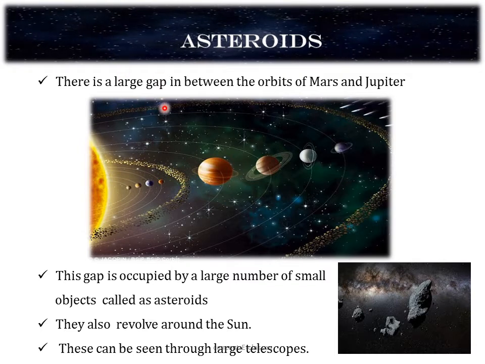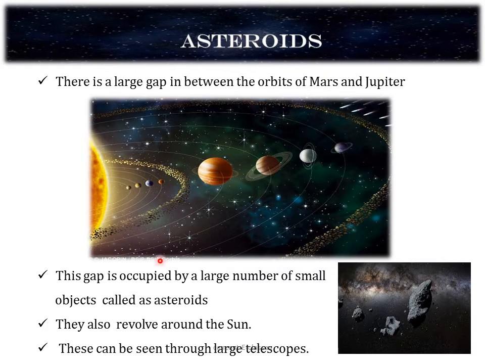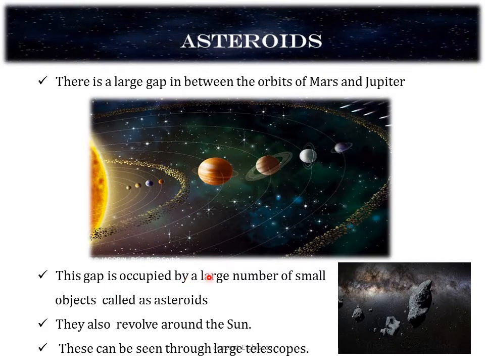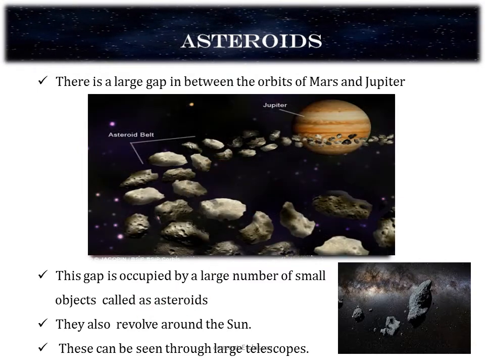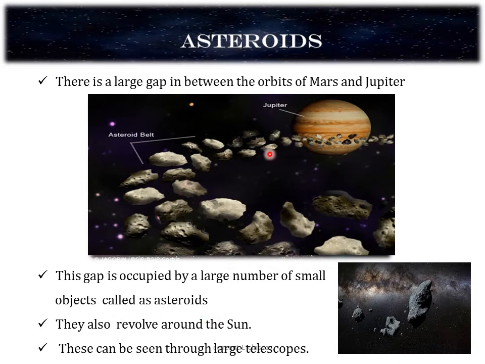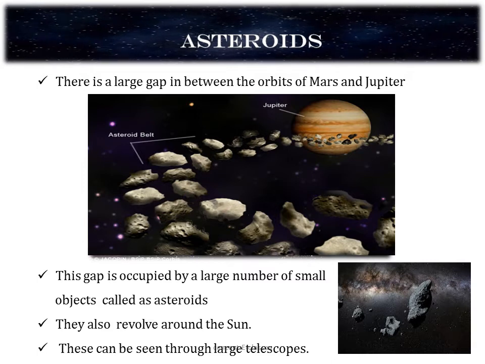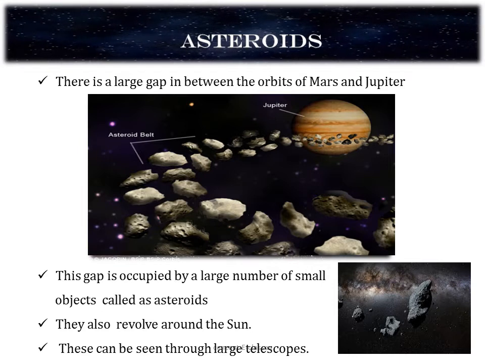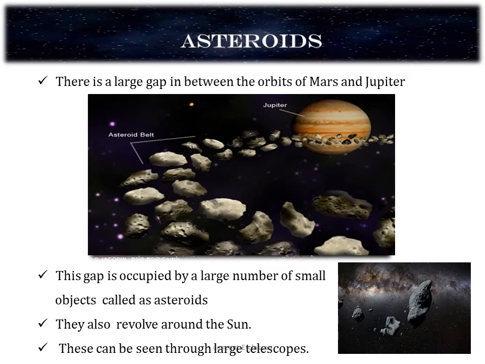Now there is a large gap in between the orbits of Mars and Jupiter. And this gap is actually occupied by a large number of small rocky and metallic objects called asteroids. The asteroids are also called minor planets, and they revolve around the Sun. So this gap is also called the asteroid belt, and a majority of the asteroids are within this asteroid belt. And we are able to see these asteroids with the help of large telescopes.